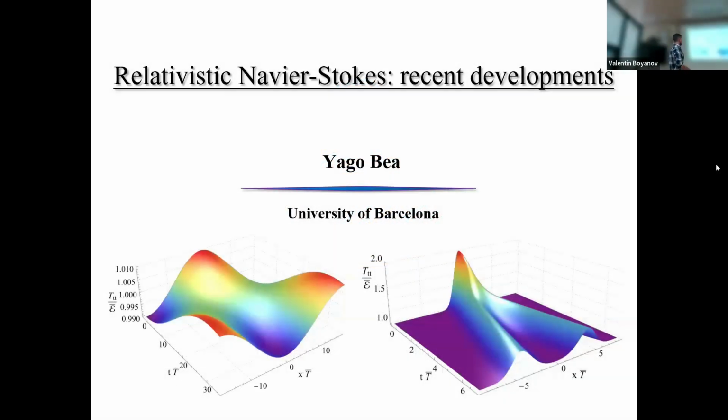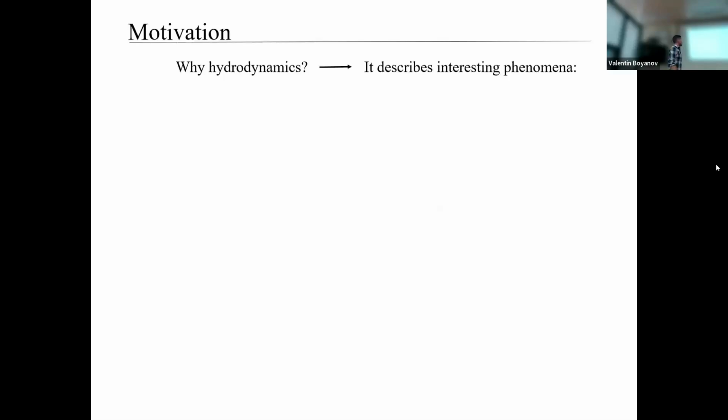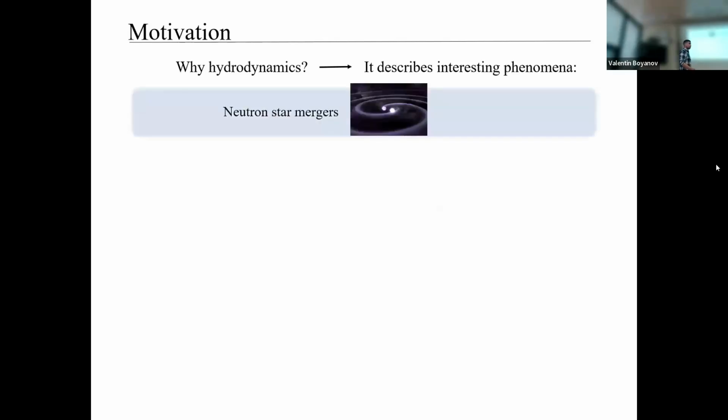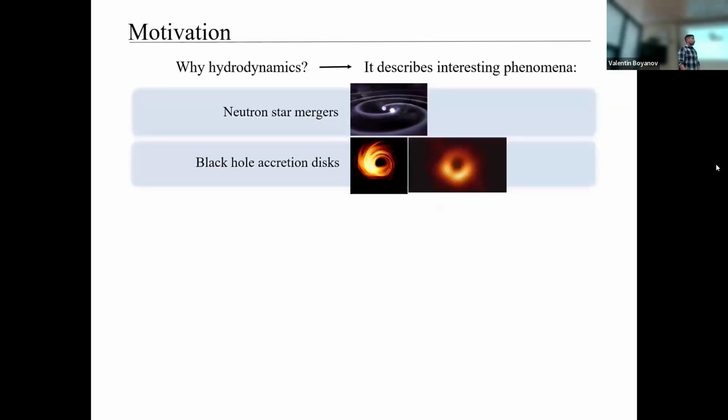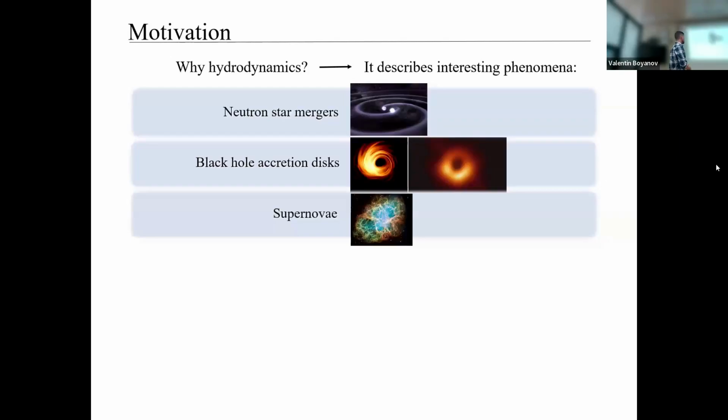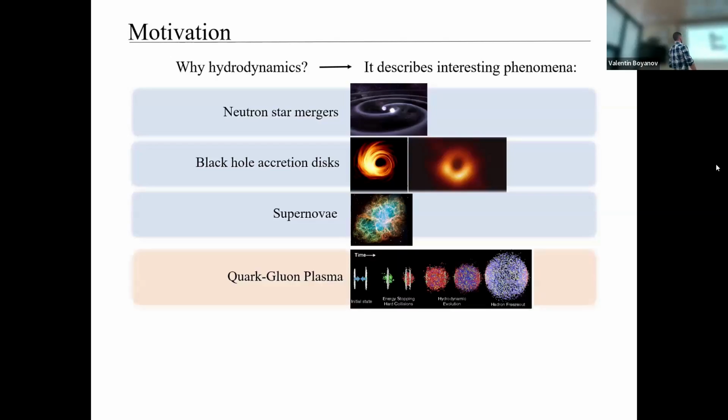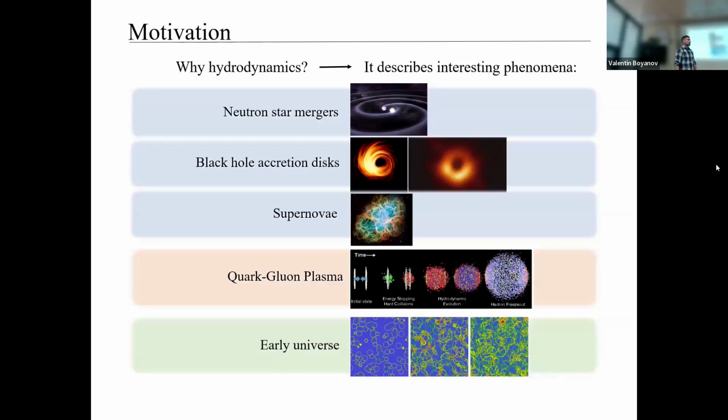So I'm going to start with some motivation. You may wonder why relativistic hydrodynamics, because it describes interesting phenomena for physical systems like neutron-star mergers, black hole accretion disks, or supernovae. It is also relevant in the description of the quark-gluon plasma created in heavy ion collision experiments at RHIC or LHC.